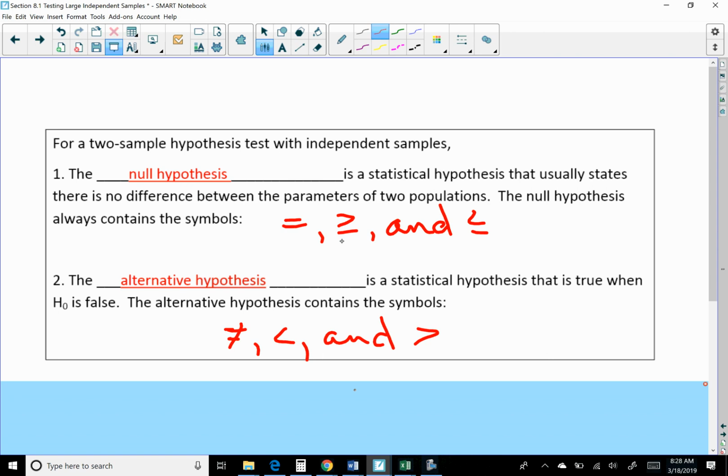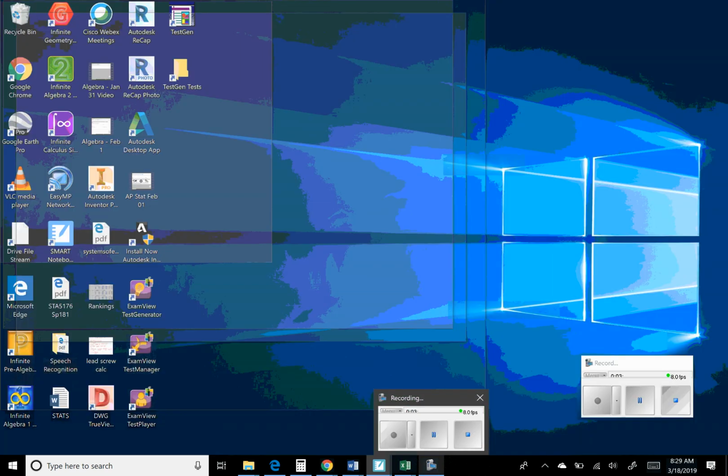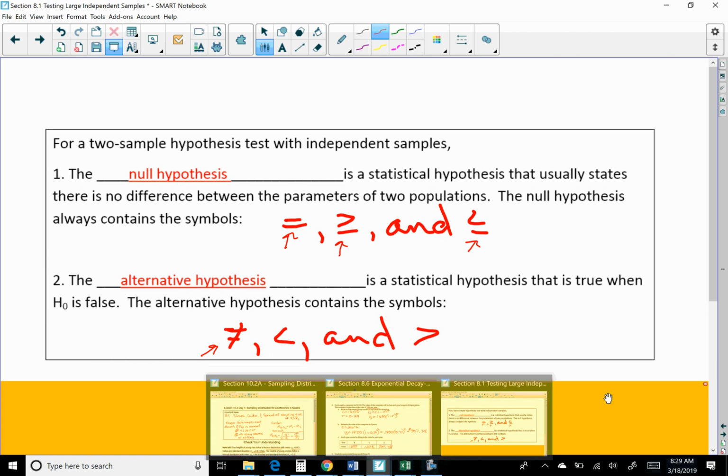So there's always going to be a statement of equality, and for us, the vast majority of the time for this chapter, this type of test, we're going to be using equals, and not equals quite a bit. That's not all the time, but the majority of the time. The alternative hypothesis is a statistical hypothesis that is true when the null is false. The alternative hypothesis contains these symbols: does not equal, less than, or greater than. And you guys are familiar with that. It's no different than what we've done with other tests, right?